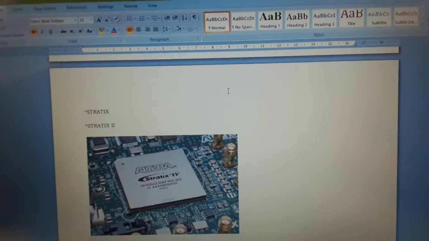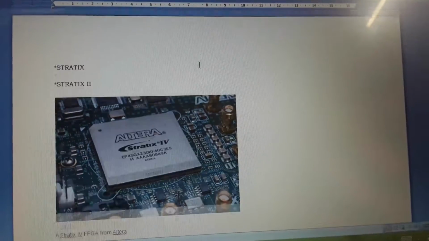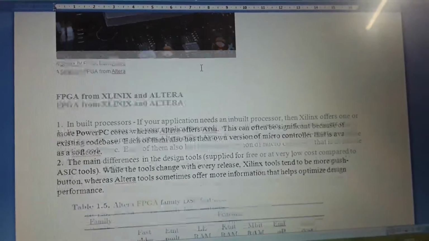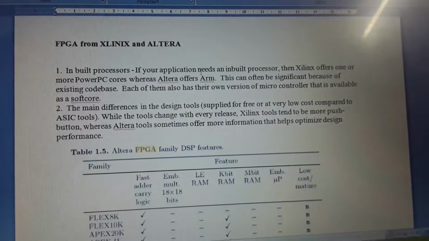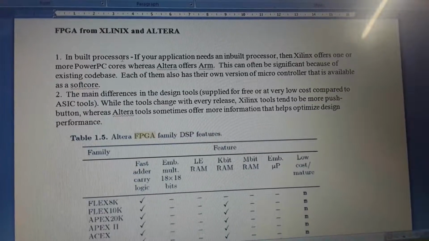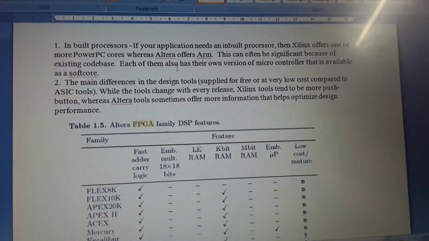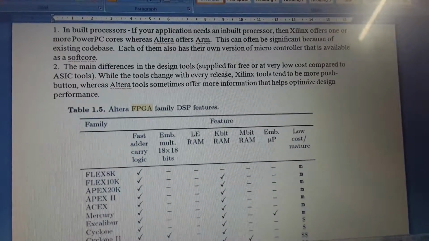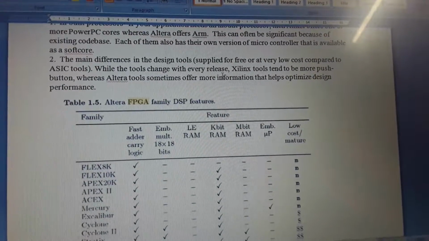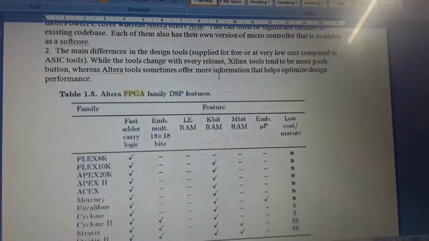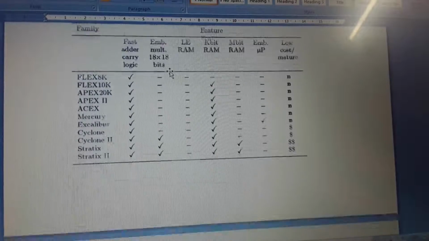This is the picture of Stratix 4 in Altera. Coming to the comparison of FPGAs from Xilinx and Altera, in built-in processors, Xilinx needs one or more PowerPC cores, whereas Altera offers ARM. The main differences in the design tools are at very low cost compared to ASIC tools. This is the FPGA family regarding Altera.